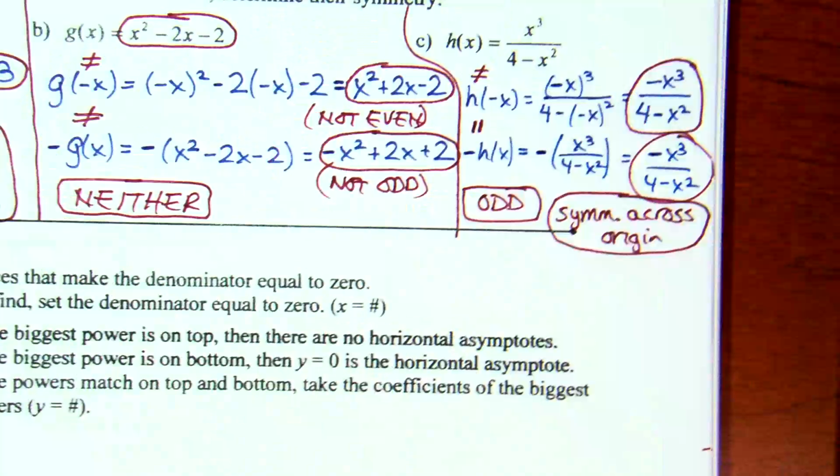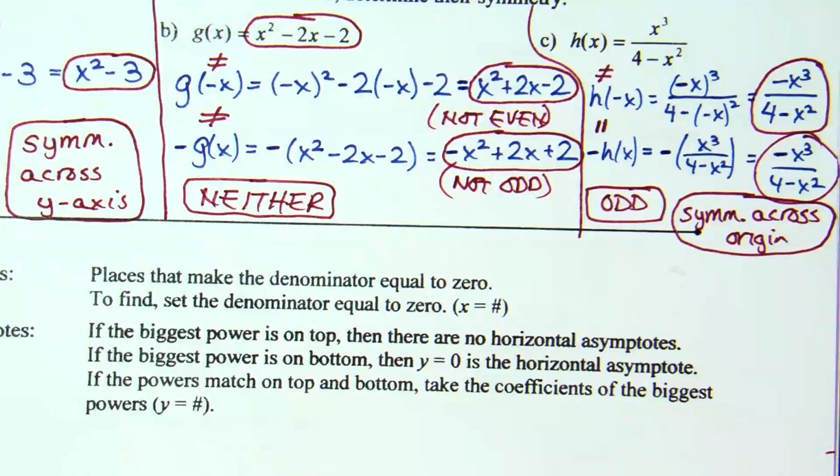Okay. So that's even and odd and symmetry. Be able to look at it algebraically or graphically. There's times and places you'll want to be able to do both of them. Okay. Ready to talk asymptotes?